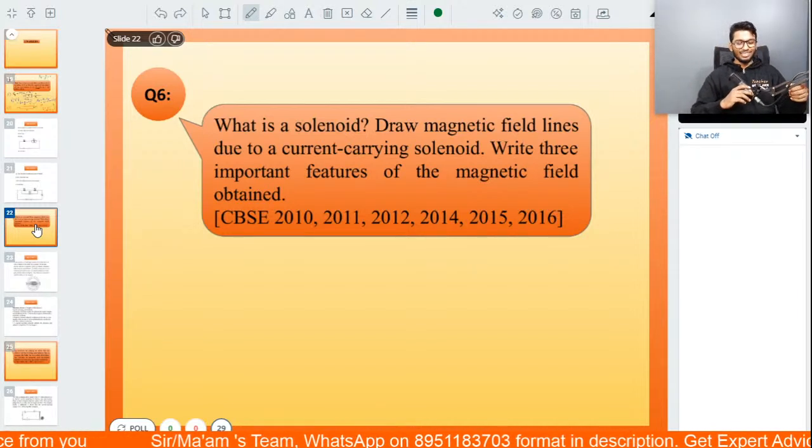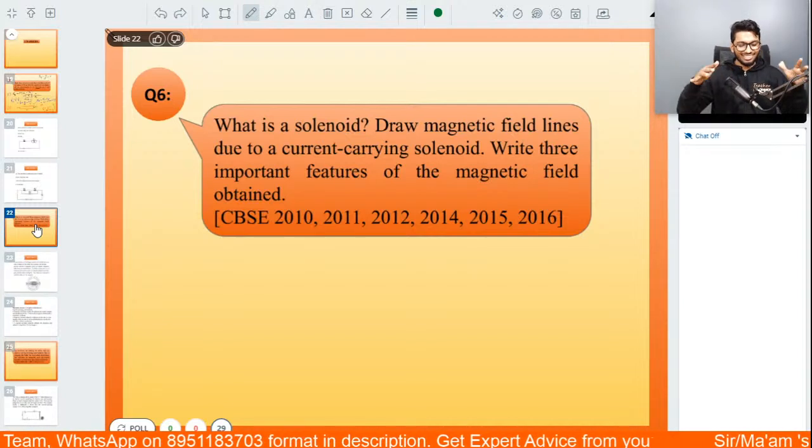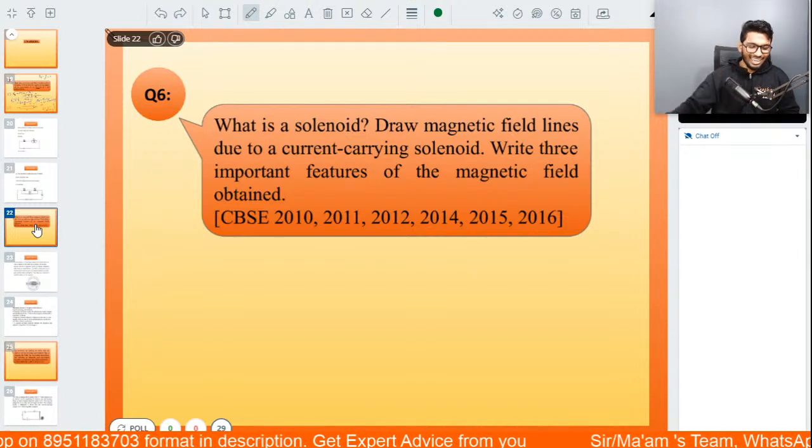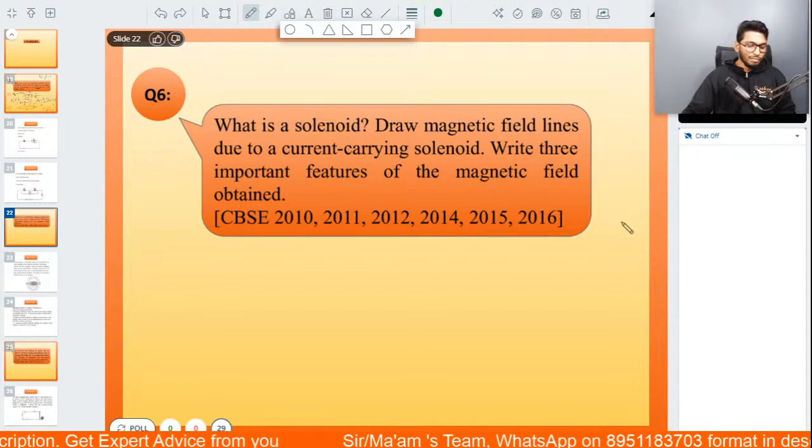Alright, what is a solenoid, people? Put it in the chat box. I know, your hand is shaking, shivering now. Alright, let's go. My Malayalam accent is coming in.